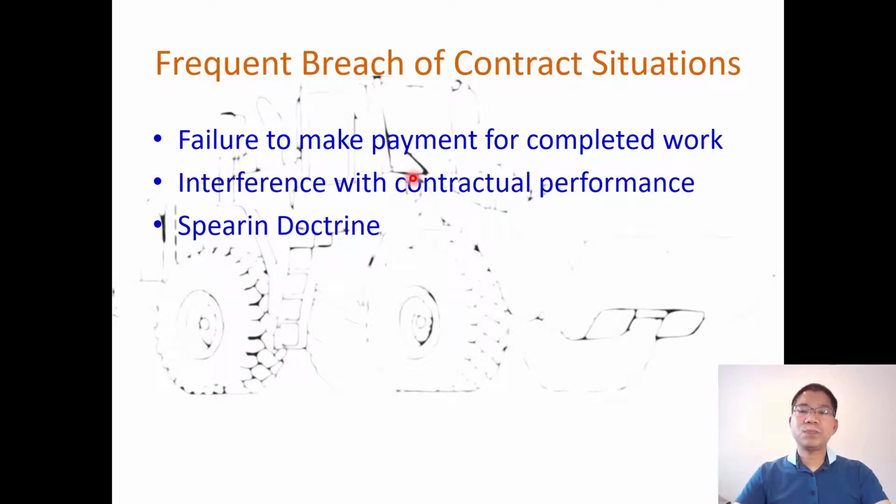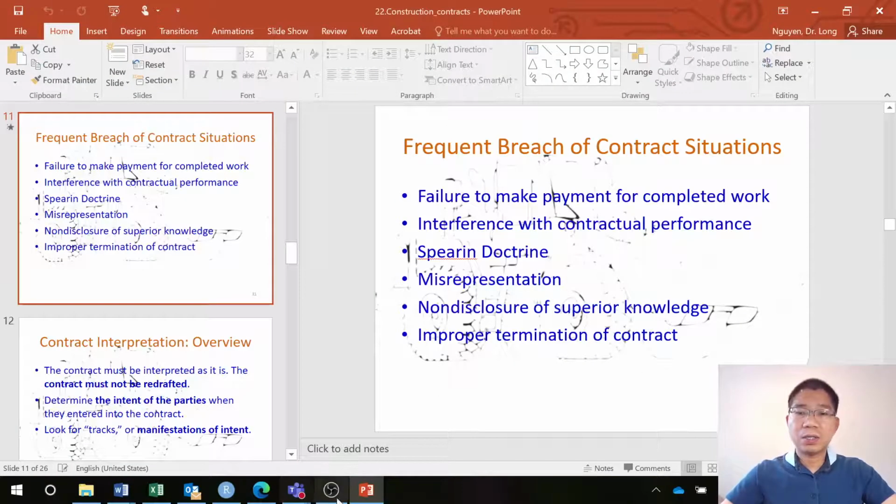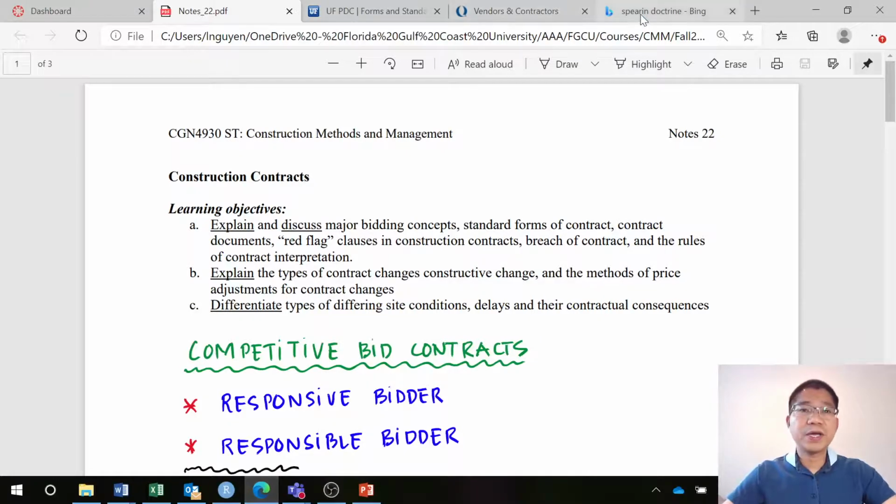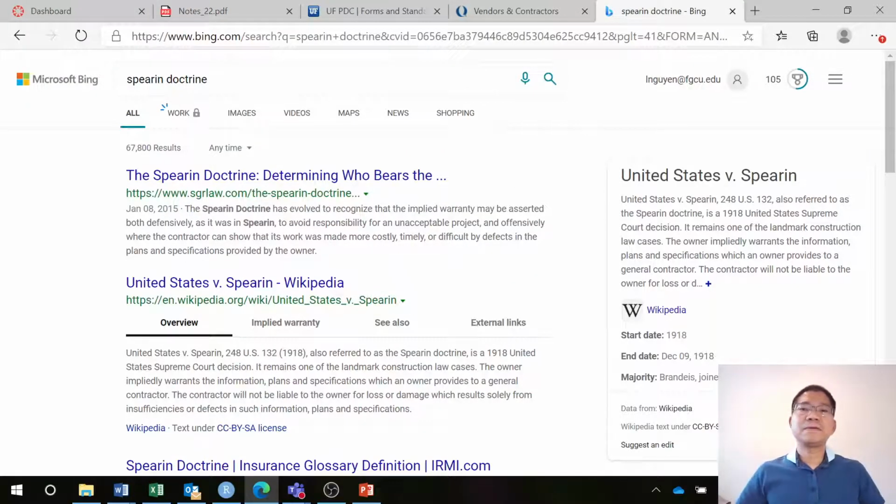Spearin doctrine. What does that mean? When the contractor receives the drawings and specifications from the owner, it means that the owner implies the drawings and specifications are workable and clear. So that is the Spearin doctrine. If you go further into the Spearin doctrine, you can Google it and find it.